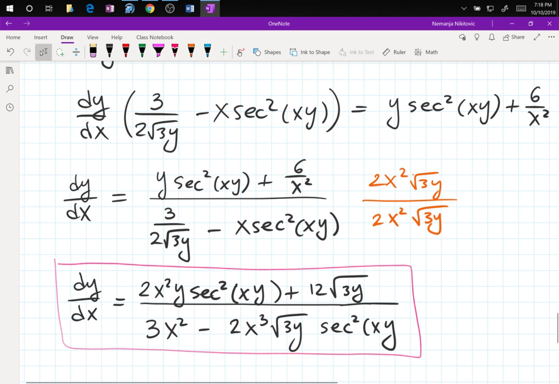So you make the common denominator, right, with everything, and then multiply, cancel what you can. So nothing cancels for the first term over here. So that's why we have a 2 and x squared and the y and the secant. For the second one, x squared cancels, so 2 survives, times 6 is 12, root 3y, and the same on the bottom.